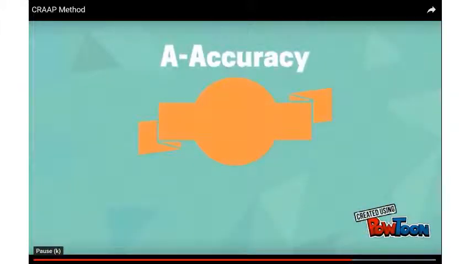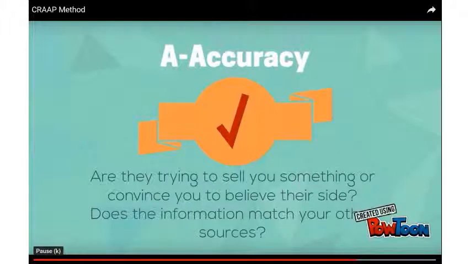So next we're going to take a look at accuracy. And that means, is the website trying to sell you something or convince you to believe in their side? Because if they are, then they're probably not being totally accurate. And you want to see if the information you see on this website matches what you found on other ones. Because if it does, that's a good sign, and it's probably legit.